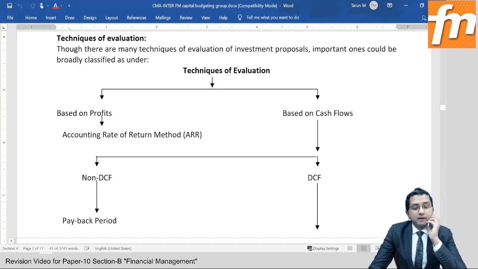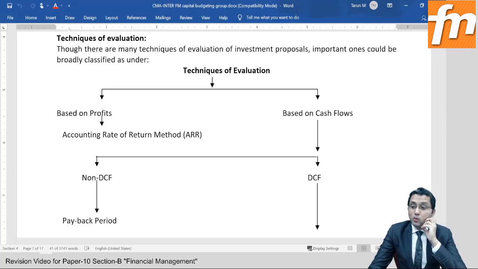Okay, so now you have one business proposal under consideration. You have to take a decision: should I invest money in this project or not? How do you evaluate the project? Is it a good project? Is it a bad project? Will it give better performance? Will it give average performance? Will it give not so good performance? How do you evaluate a project?